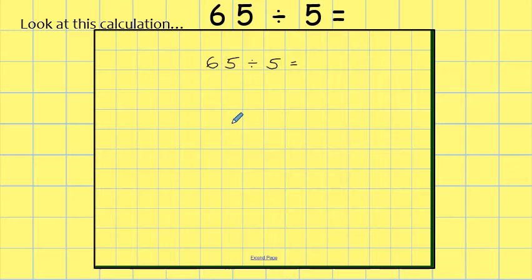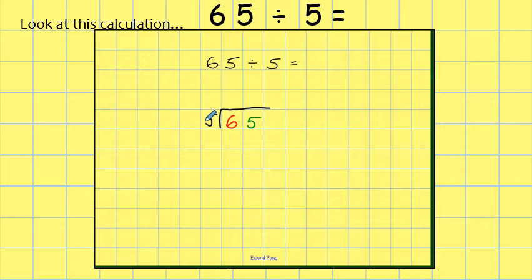So first thing we need to do, I'm going to use colours. We're putting our numbers. Big number, 65. And then we add our divisor outside of our bus stop. So this bus stop becomes our division sum. The divisor, we're dividing the number inside the bus stop by the number outside of the bus stop.